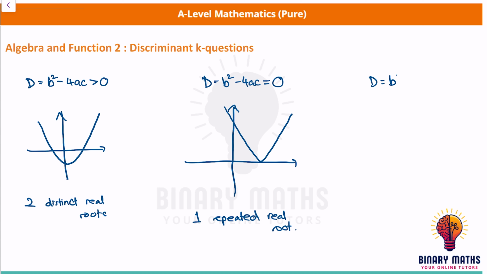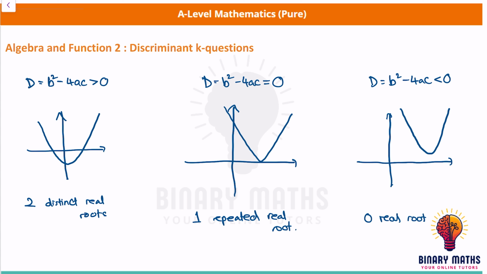And when the discriminant, which is b squared minus 4ac, is less than 0, then your quadratic graph does not cross the x-axis, so there are 0 real roots. So those are three cases, and you need to always think of these three cases and read the question carefully to decide which of these cases it is. So let's go to the first example.